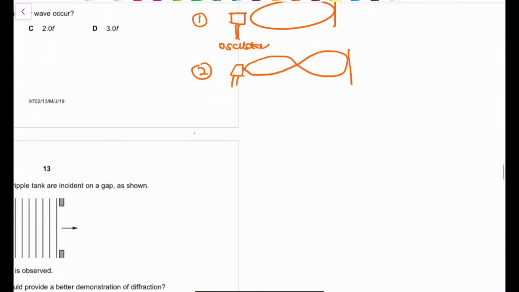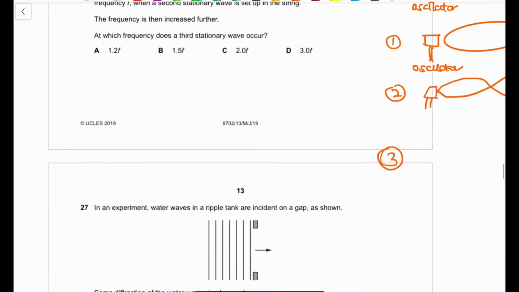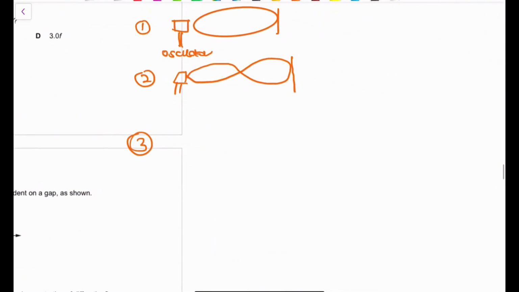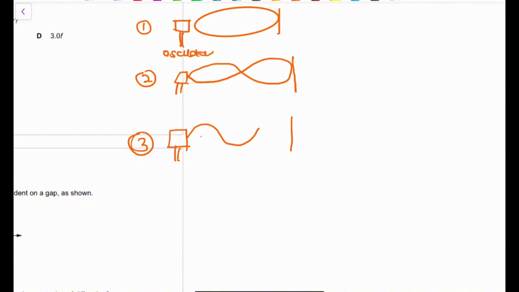Then if you go to the third, we've been asked at what frequency the third stationary wave occurs. So we want to find the frequency at which the third stationary wave is going to occur. You're going to have, again, one, then you're going to have two, something like this. The wavelength is just going to be the same. Let me make sure that this is the same. So it's going to be something like this.